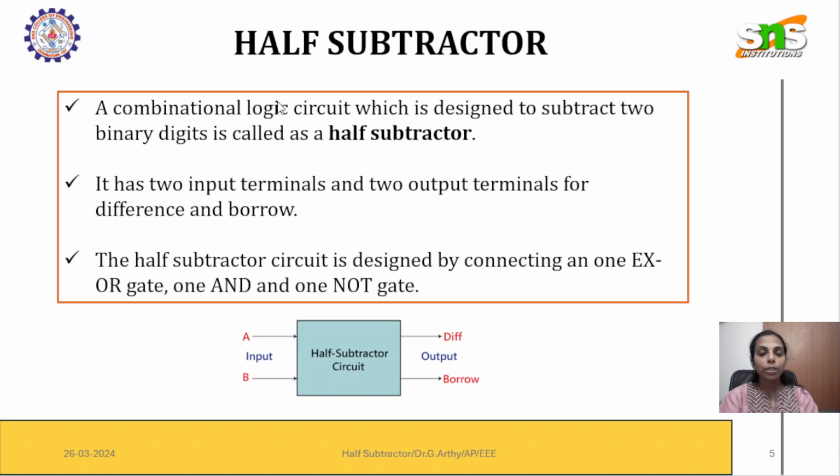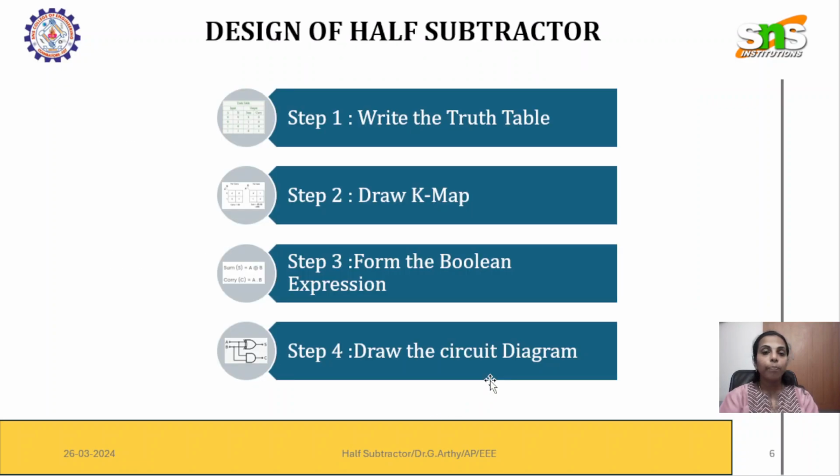Now, what is half subtractor? It is a combinational logic circuit which is designed to subtract two binary digits. Again, a combinational circuit is one wherein the present output depends only on the present input. It does not have feedback. Half subtractor is similar to half adder, where we have two input terminals and two output terminals. Here the two output terminals will be difference and borrow.